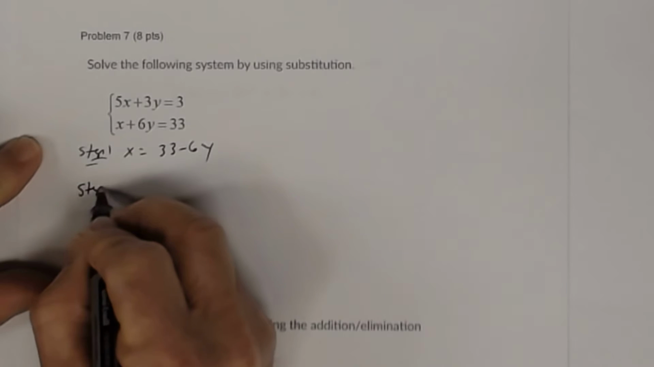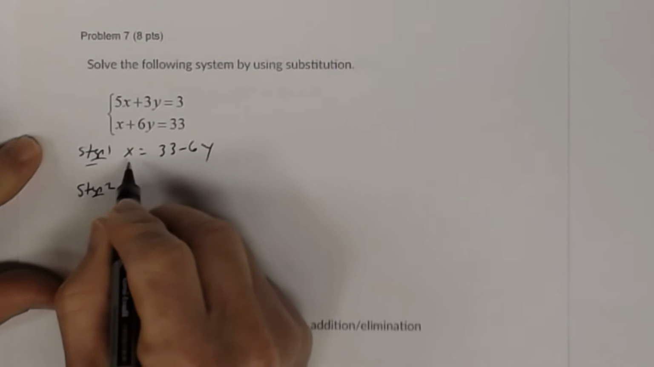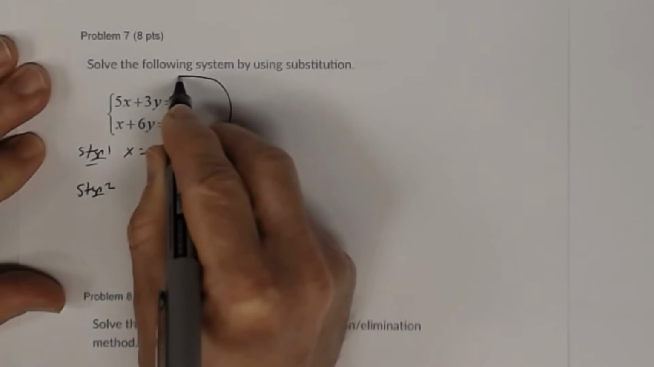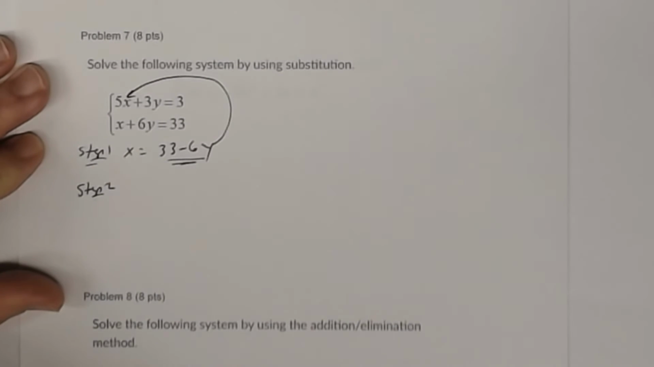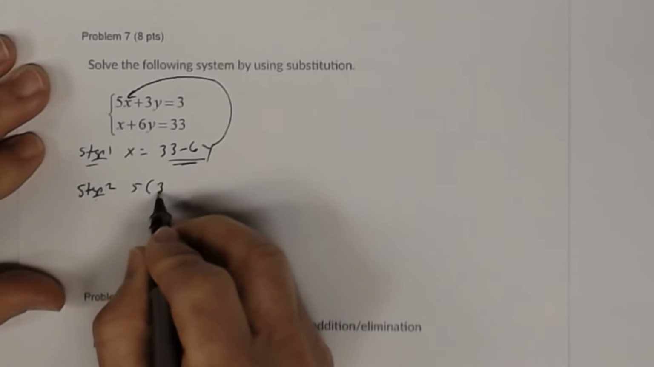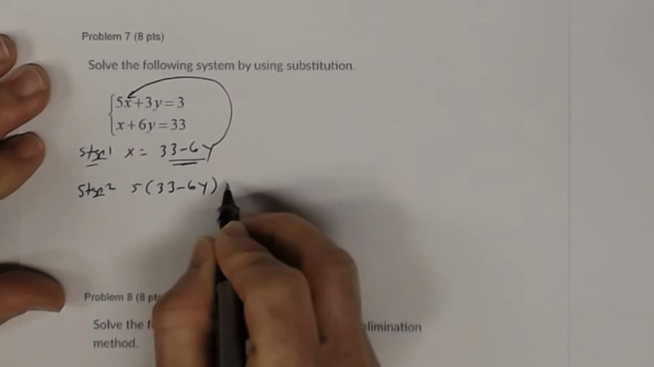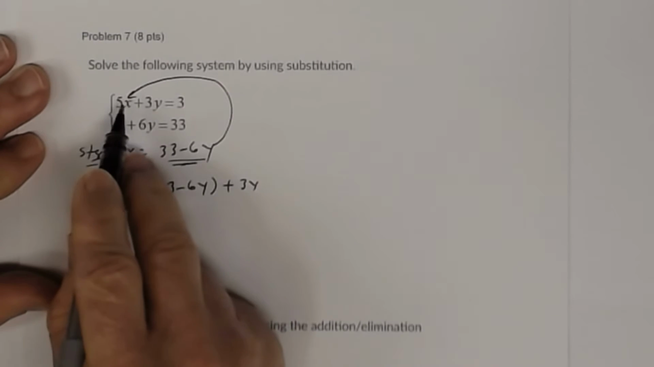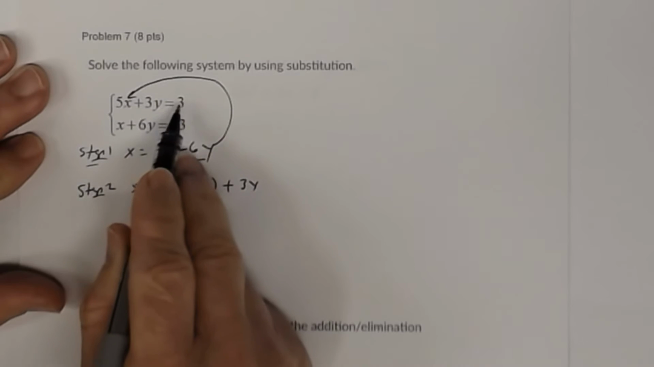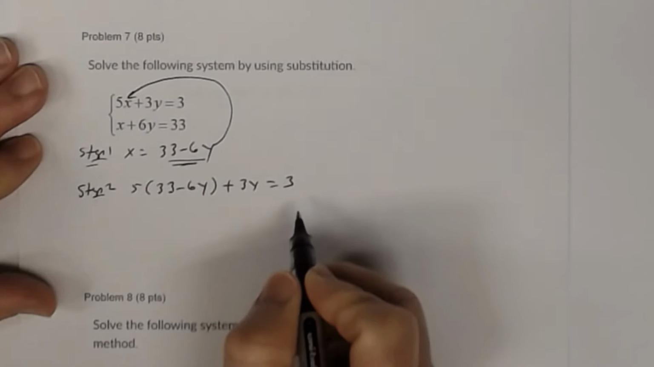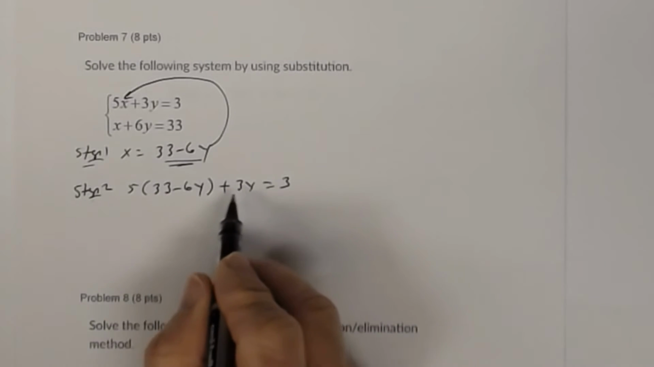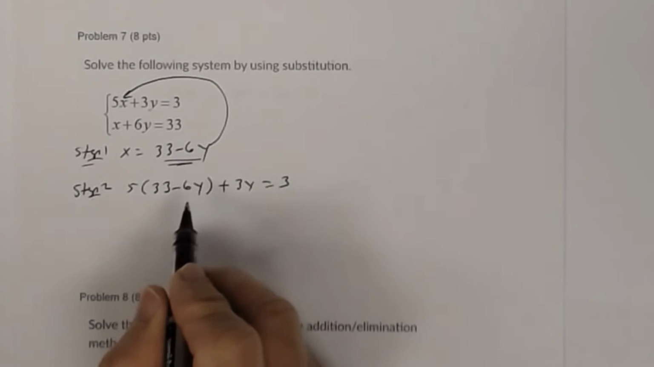Step 2 is where you're going to take what you just solved for x, so this expression here, and substitute that into the other equation. So I get 5 times 33 minus 6y plus 3y, so 5 times, and then remember this becomes 33 minus 6y, plus 3y equals 3. All right, now notice all you have now is an equation with one variable, so let's go ahead and solve for this y.